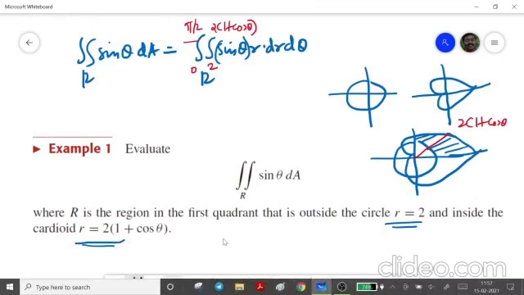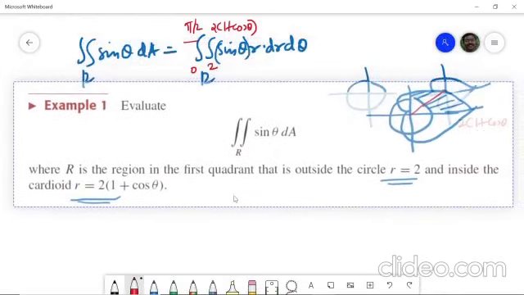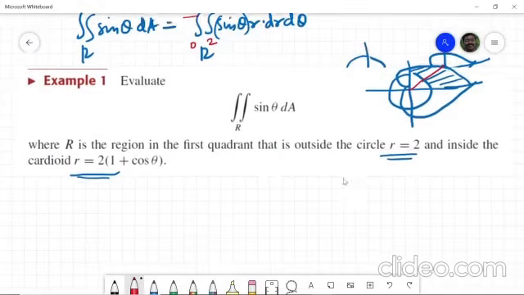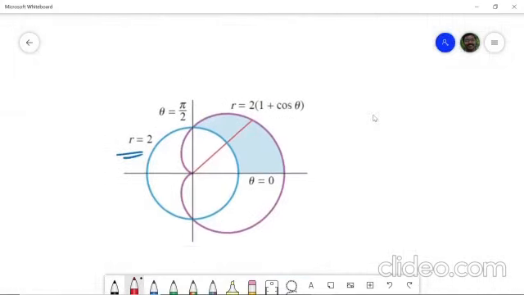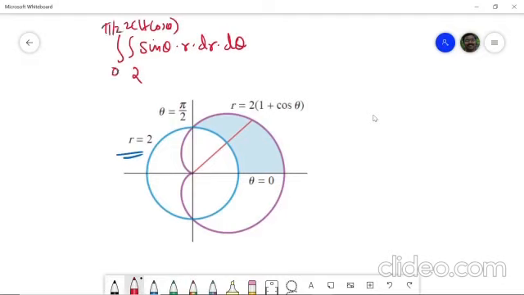Now I will show you the correct figure so that you will understand it better. So this is the figure here. We can see that this is nothing but the integral of r sine theta into r dr d theta, where r varies from 2 to 2 into (1 plus cos theta), and theta is from 0 to pi by 2. Okay, now how will we evaluate it?